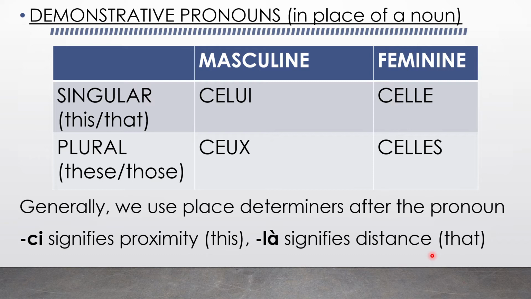Now, supposing you're talking about girls, you won't say celui. When you're talking about a girl, it would be celle-ci. Okay, and if you're talking about that girl, you would say celle-là. So the gender indicates which pronoun you're using from this list, and ci and là signify which place you're talking about, whether something close to you or far away. So let's see some sentences.